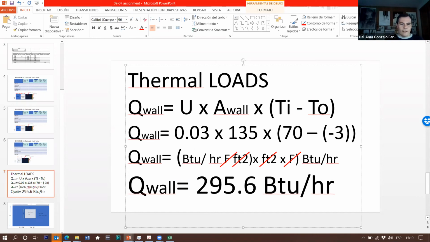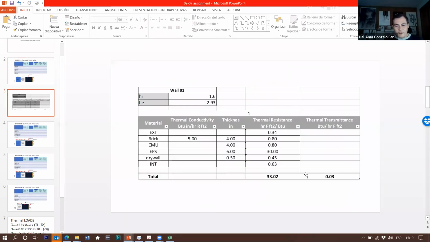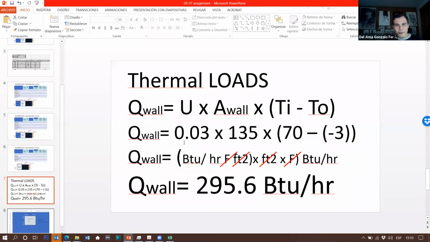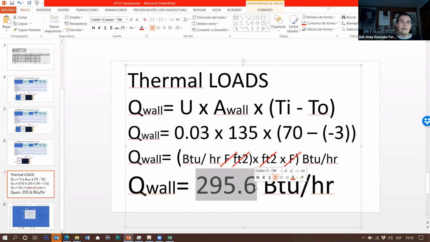Okay. So we have learned a lot because now we can analyze, if we know the components of a wall, we can analyze the U value. Using this Excel file, we can analyze the U value. And then with this formula, we can measure the power that we need in our heating system. This is all we need to know.